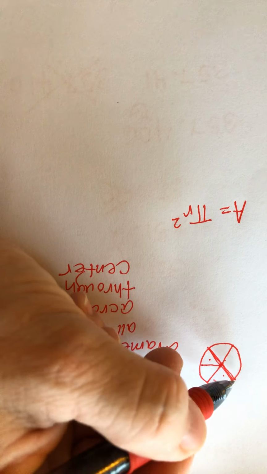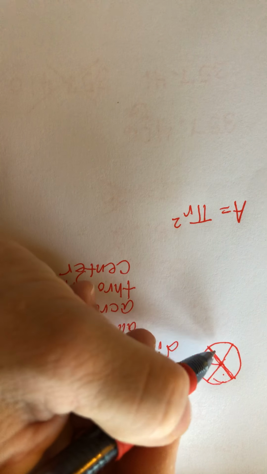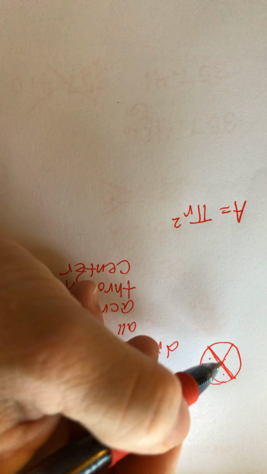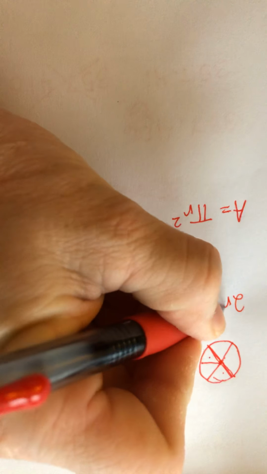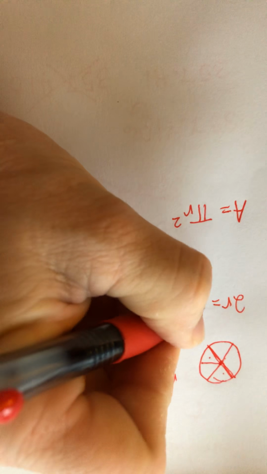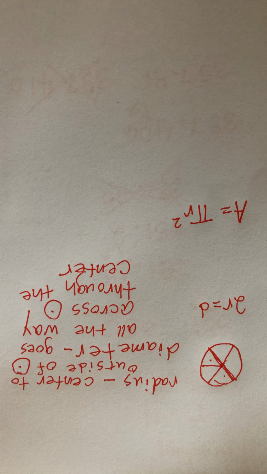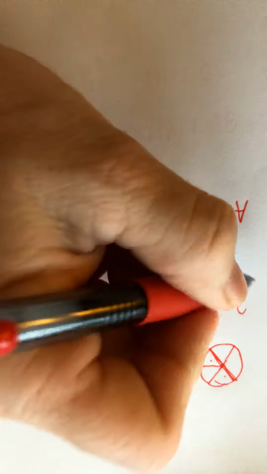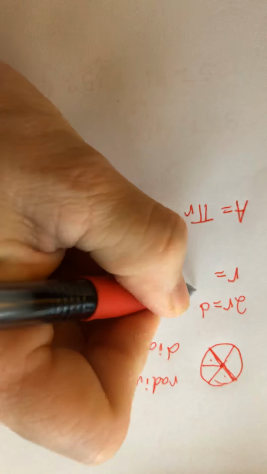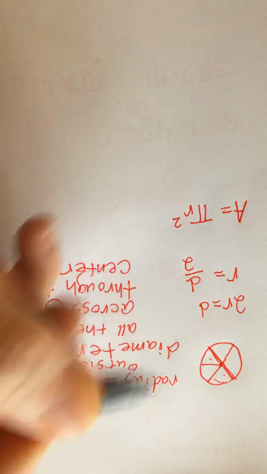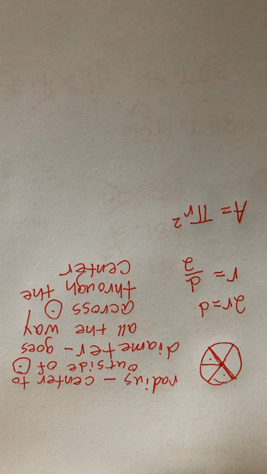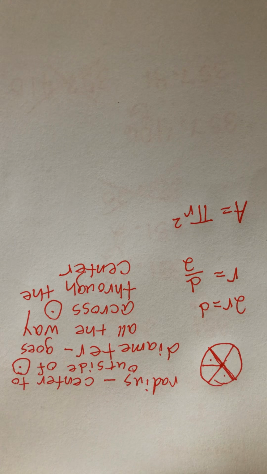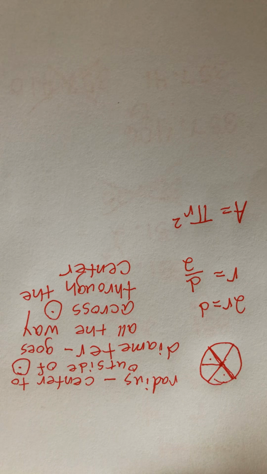So if two radii go together to make a diameter, then the diameter is twice the radius. So if they gave you the diameter, half of that will be the radius. So radius equals the diameter divided by 2. So if I told you that the diameter was 6, your radius would be 3.